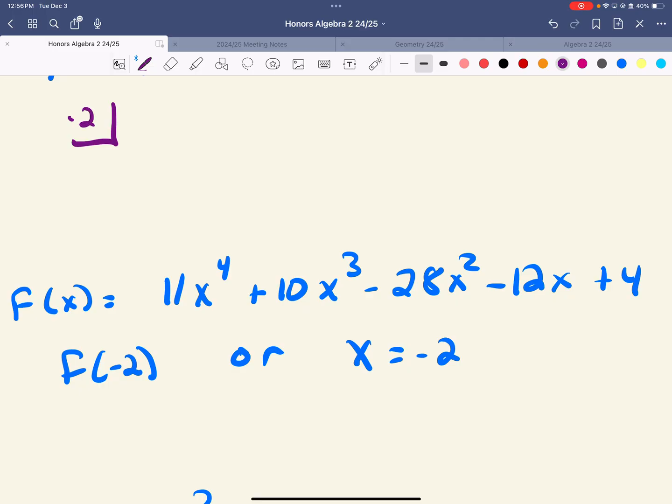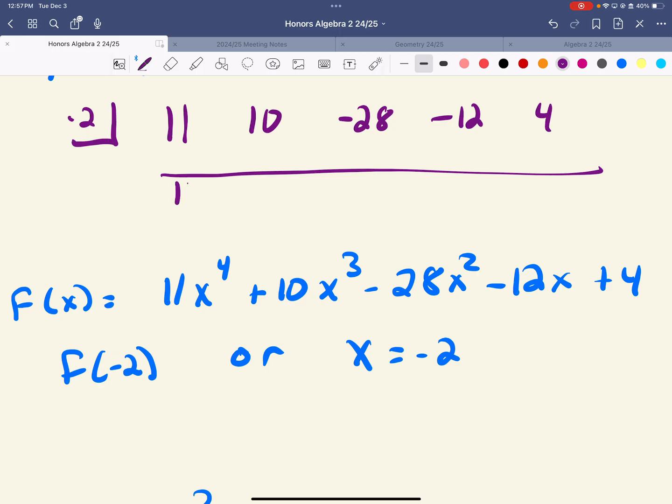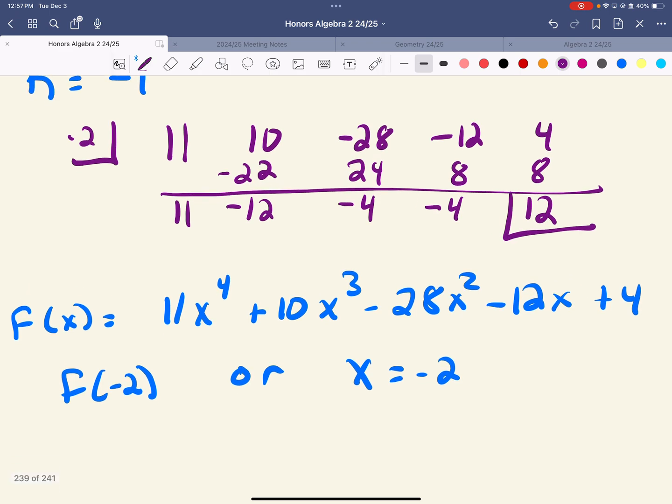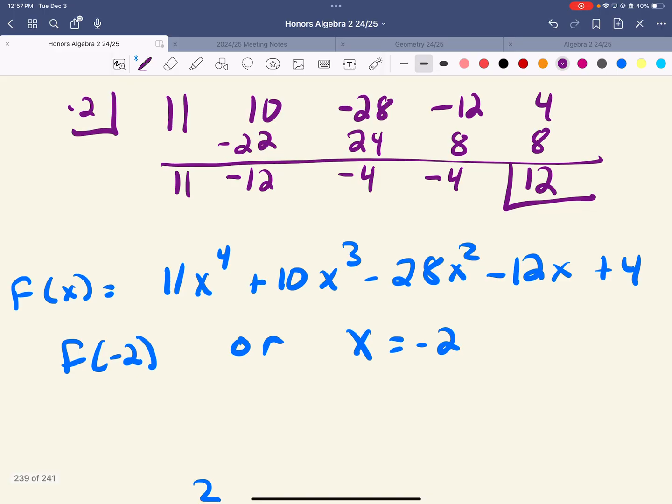So in the side of the box, you've got negative 2, then 11, 3, negative 28, negative 12, 4. So 11, negative 22, negative 19, 24, negative 4, 8, negative 4, 8, 12. So f of negative 2 is 12? Yep. Are you okay so far?